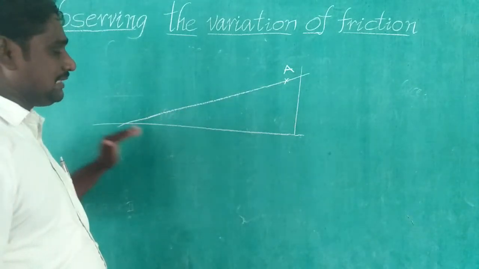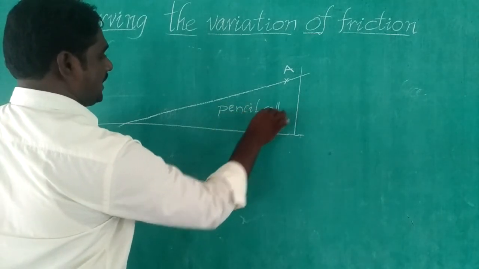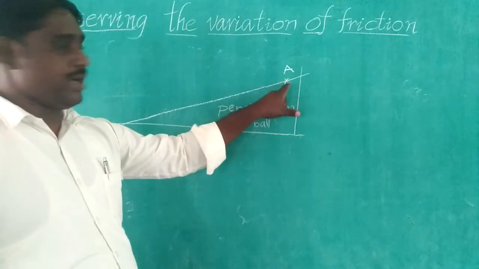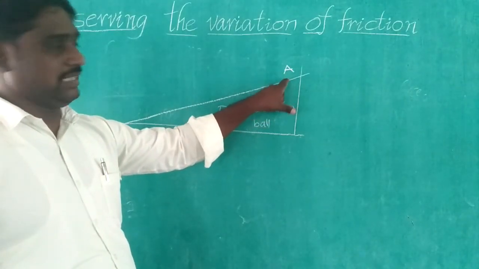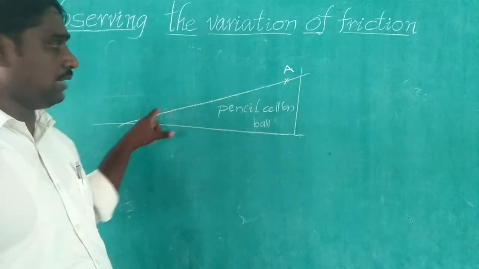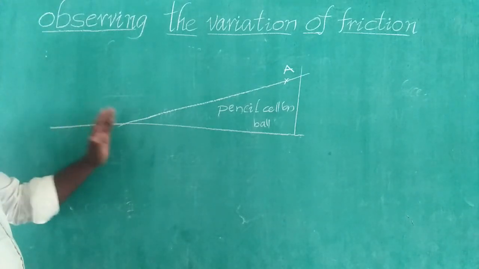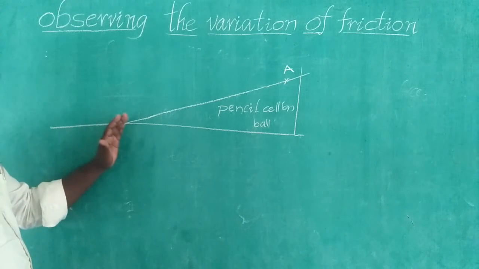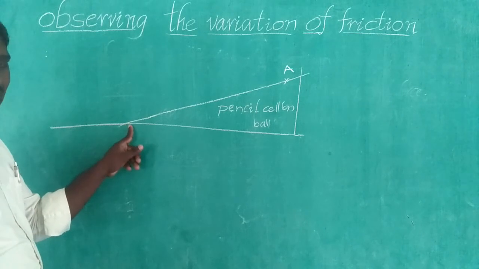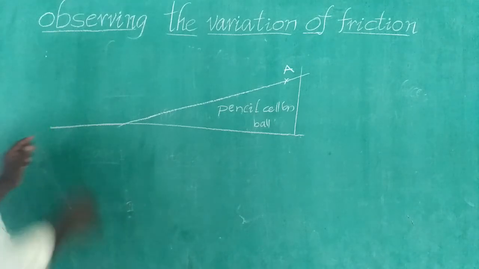Now take a pencil cell or ball. It is placed at the point A on the inclined plane and we release it. What will happen? The pencil cell moves down the inclined plane, and it covers a certain distance on the floor from the bottom of the inclined plane, and then it will come to a stop at a certain point.